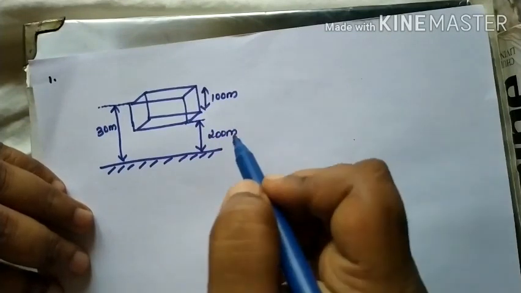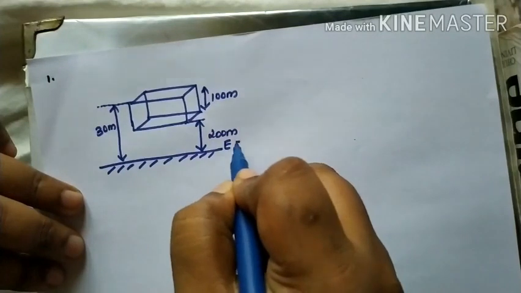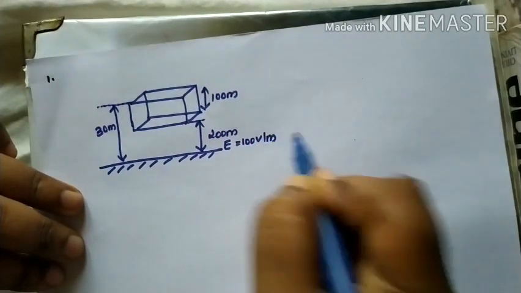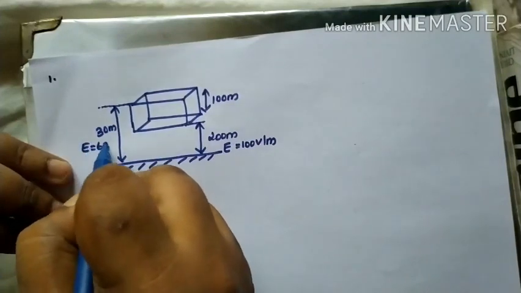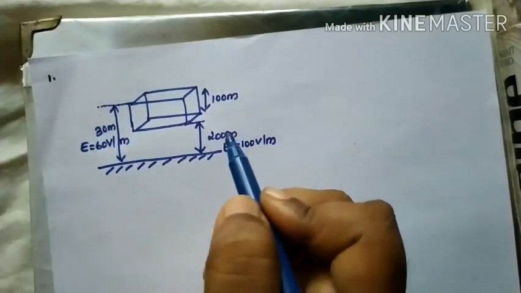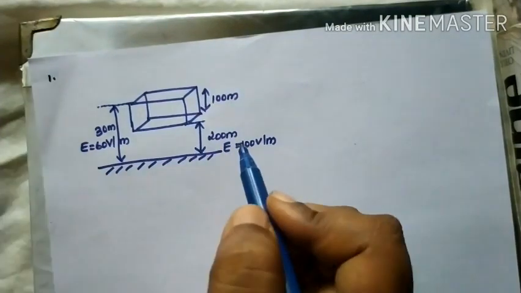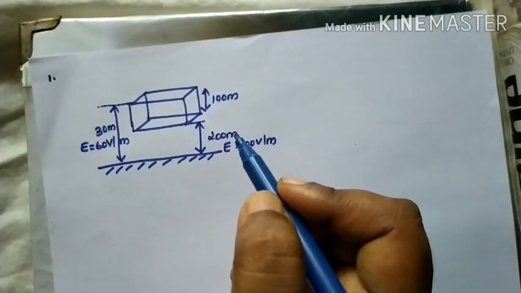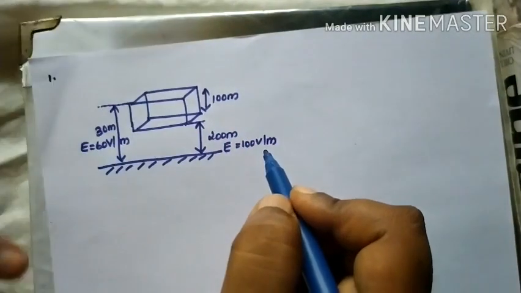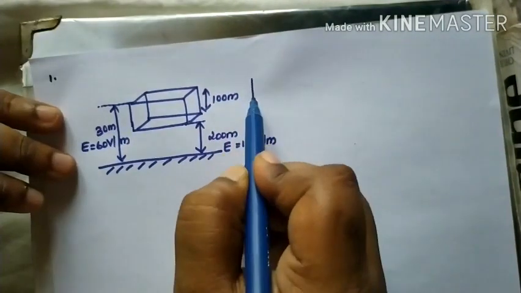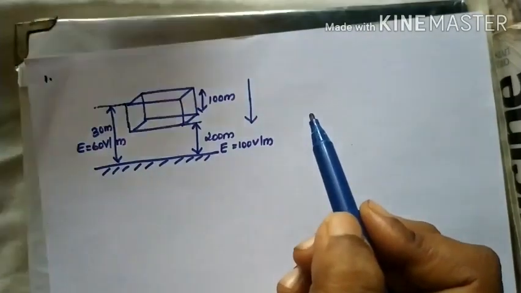And what else is given? At the 200 meter distance, there is an electric field which is 100 volt per meter. And at a distance of 300 meter, the electric field is 60 volt per meter. This much is given. I hope it is clear. Now guys, the question says the electric field is in downward direction, so all the electric fields are in downward direction. This much is clear.